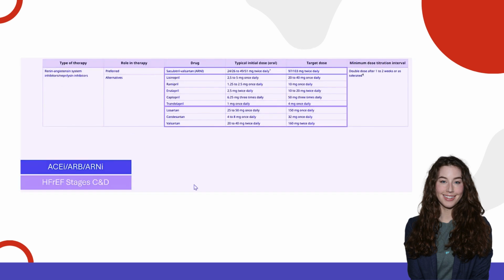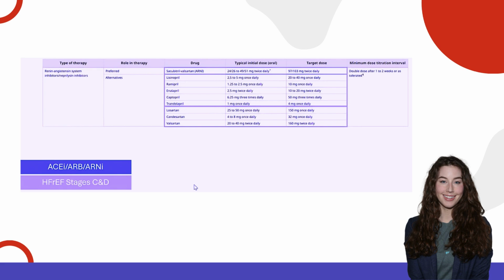So starting with ACE inhibitors, ARBs, and ARNIs. The ARNI is the first line. You would do the ACE or the ARB if it's not feasible. And if your patient's already on an ACE or an ARB, you would replace it with the ARNI if possible. So the ARNI reduces the pro-BNP and it improves the remodeling, so BNP is not a good marker.